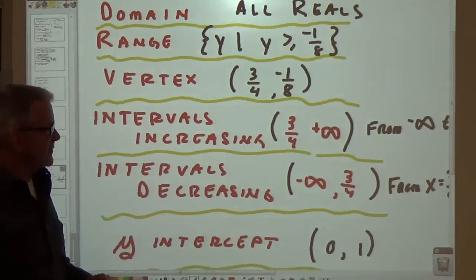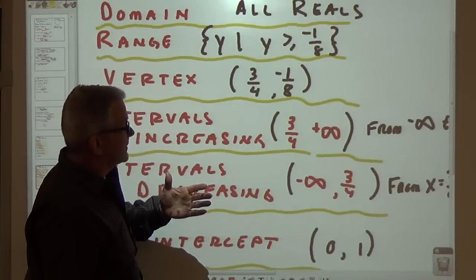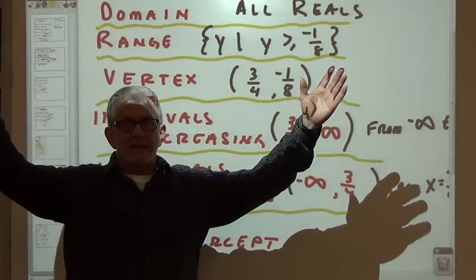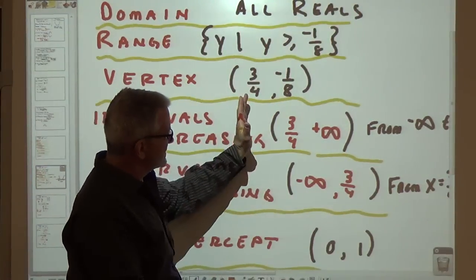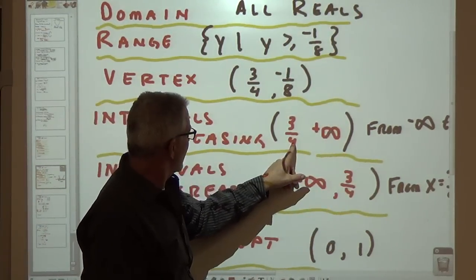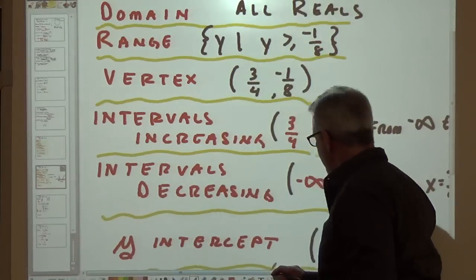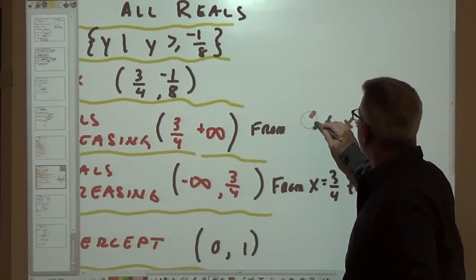So we're going to change this over here too. It starts off decreasing because it has a minimum. Because a is positive, it opens up. So it decreases, then increases. It decreases to the x-coordinate of the vertex, and then it starts to increase. So let's fix this over here.